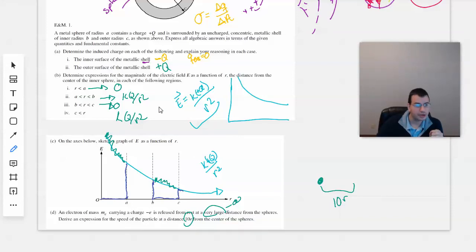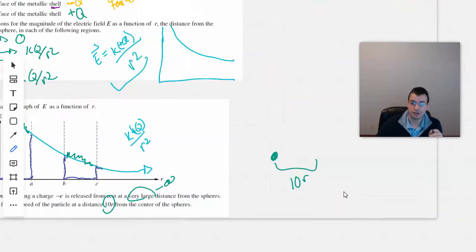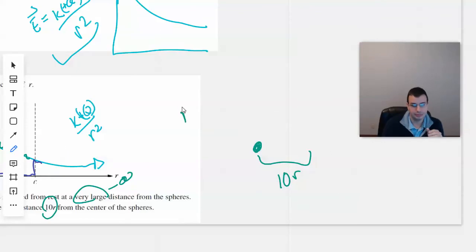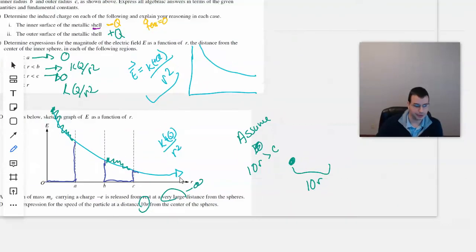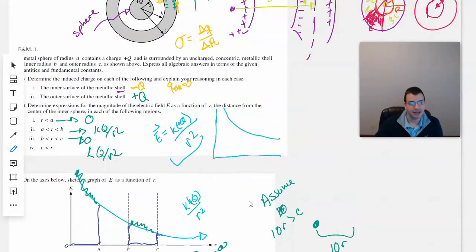So I'm going to assume that 10r is greater than c. We can't know that for sure. It is greater than c, so it's outside the sphere. It says 10r from the center of the spheres, so we don't know if it's outside the spheres or not, but we're going to assume that.